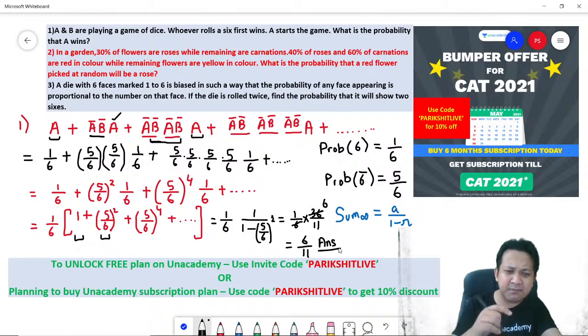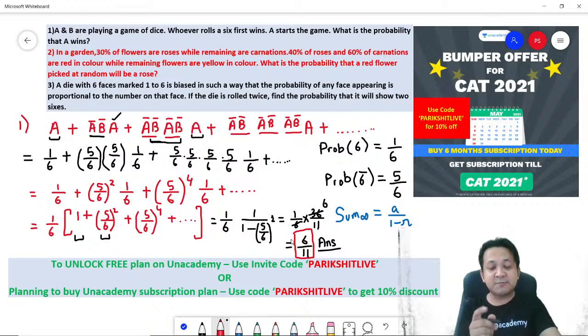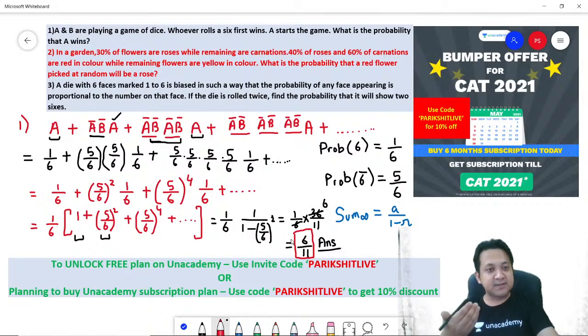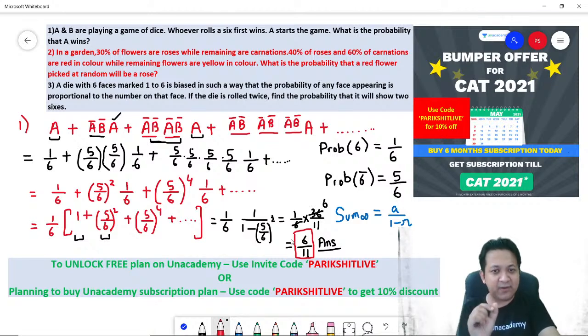Let's spend some time on how to tick the answer if there were answer options. Now look at the figure. Look at the final answer. The final answer is 6 by 11, right? Would you agree that 6 by 11 is greater than 50%? Because had it been 50%, it would have been 5.5, half of 11. Think about it. It is greater than 50%. Why is it greater than 50%? Remember, there are only 2 people playing the game, and whoever throws a 6 first wins.